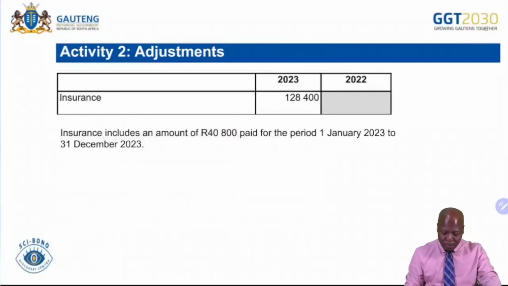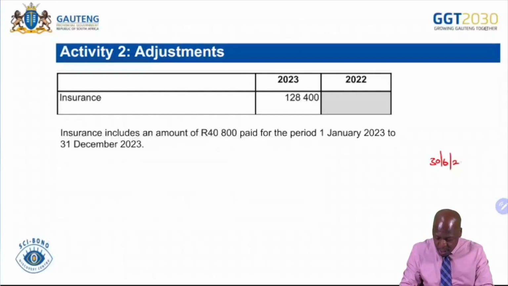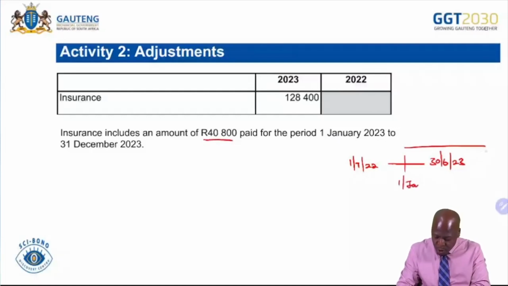Insurance includes an amount paid. Okay, so this is a similar adjustment. Remember, the financial year, when is it ending? The financial year ends on the 30th of June 2023. That means it began on the 1st of July 2022. But insurance includes a premium, an amount of 40.8 paid for the period January. So we paid it for the 1st of January to 31 December. Okay, so this period here is our problem.